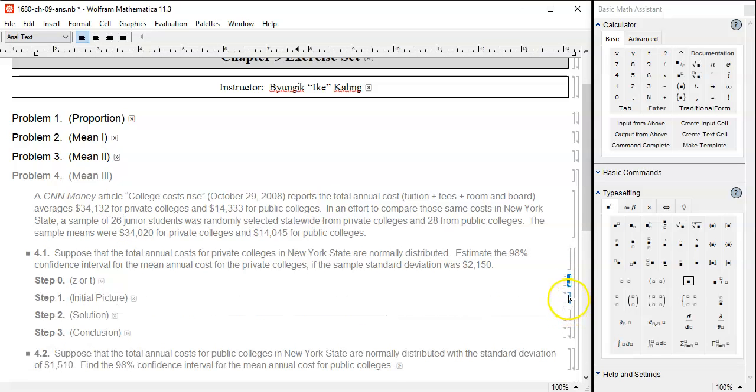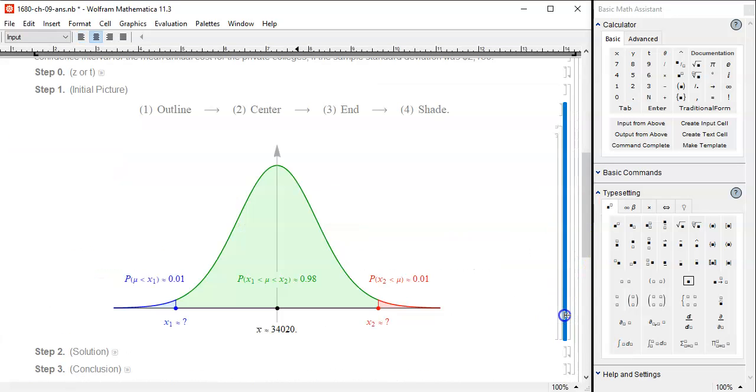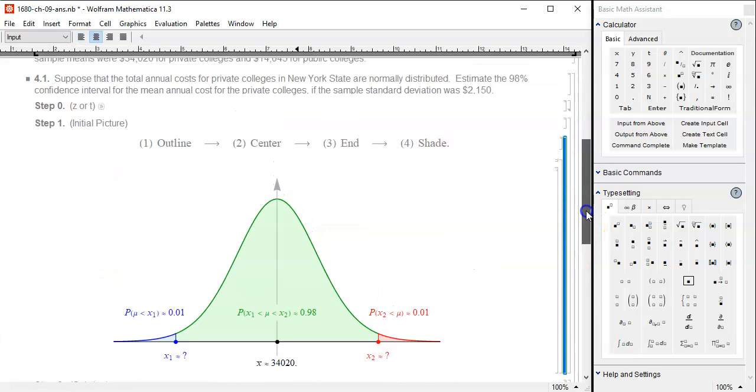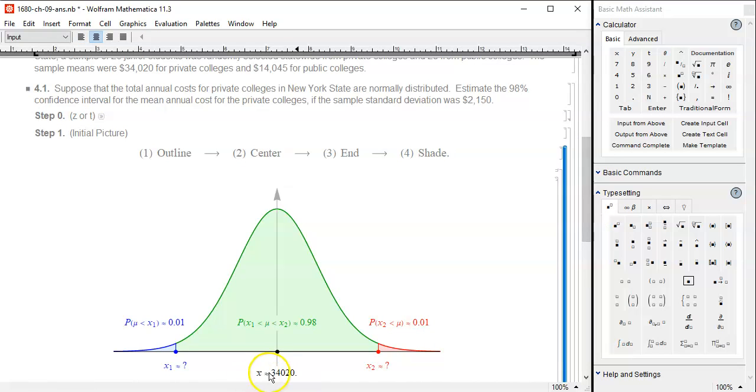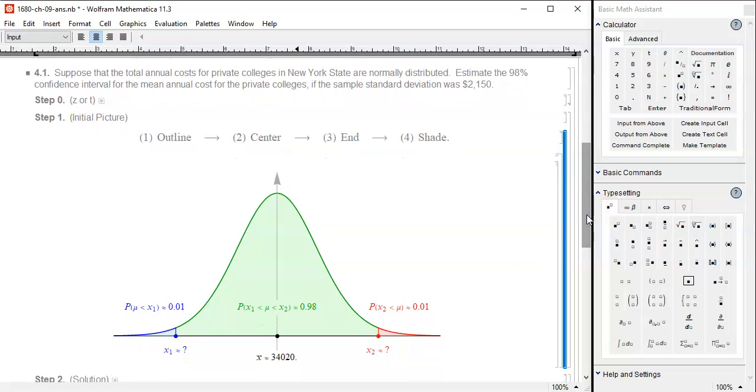All right, here's the picture. The observed mean was 34,020. That's the center. And we have 98% here, and then the other 2% must be shared: 1% here to the left and 1% here to the right. So let's find one of them and then find the other through symmetry.